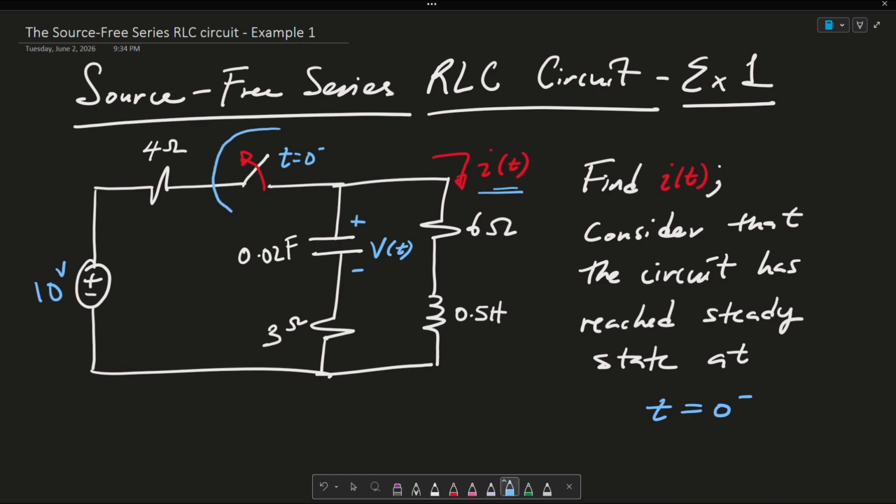And essentially what's happening here is that my switch has closed and we want to derive what's happening to i(t) at t equals 0 or t equals 0 minus. And then when this switch opens up, this capacitor has been charged via an electric field, and this inductor has also been charged via a magnetic field. And that's when we get this source-free series RLC circuit when this switch is open.